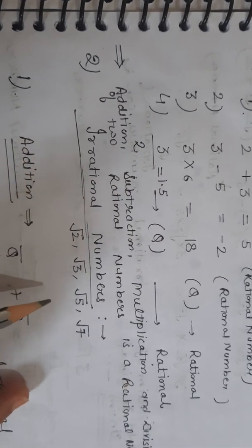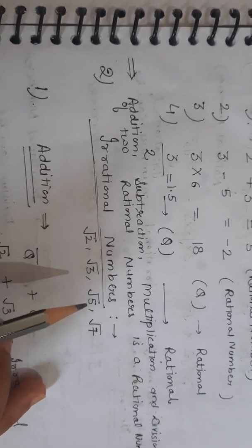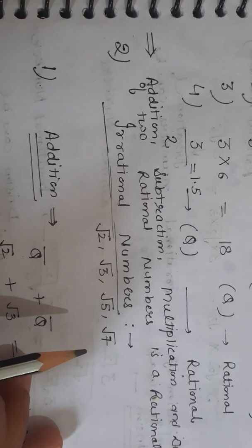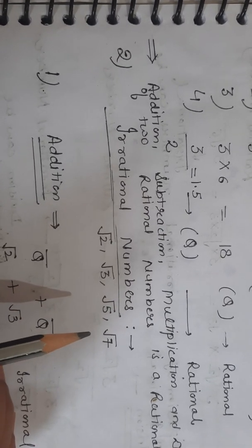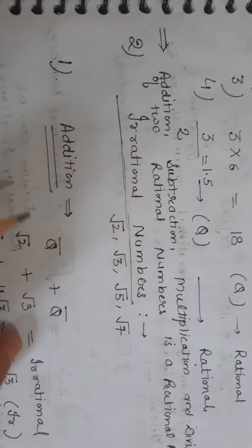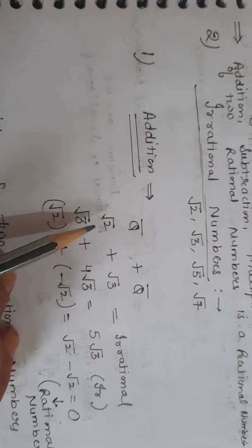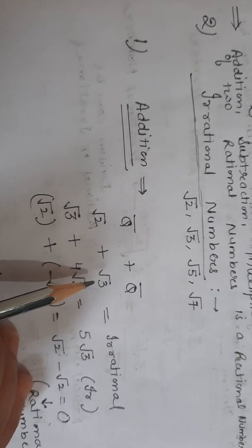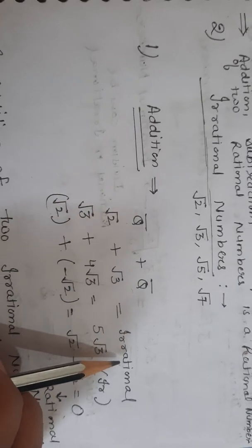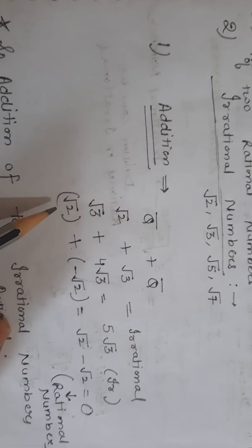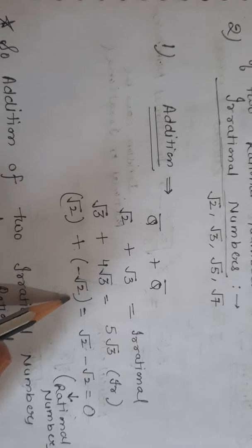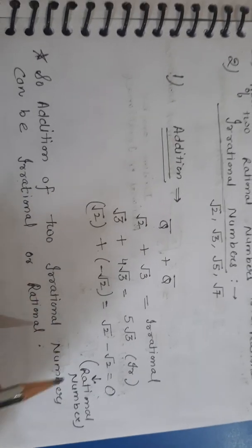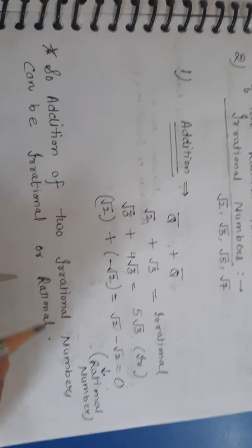Now, I am going to discuss all these four algebraic operations for irrational numbers. Root 2, root 3, root 5, root 7: all of these are irrational numbers because their decimal expansion is non-terminating, non-repeating. Now, for addition, you add two irrationals, root 2 and root 3. These two have non-terminating, non-repeating decimal expansion, so their sum is also going to be irrational. Now you take one irrational as root 2, another as negative of root 2. If you add them, the answer is 0, which is a rational number. So if we add two irrational numbers, the answer can be irrational as well as rational.